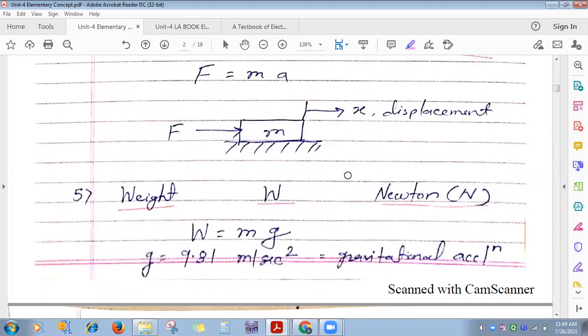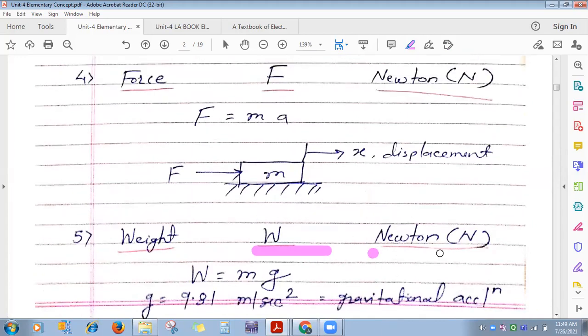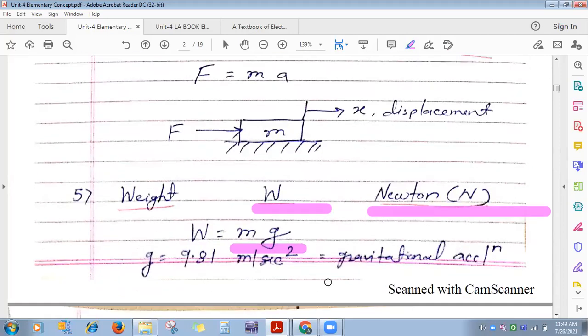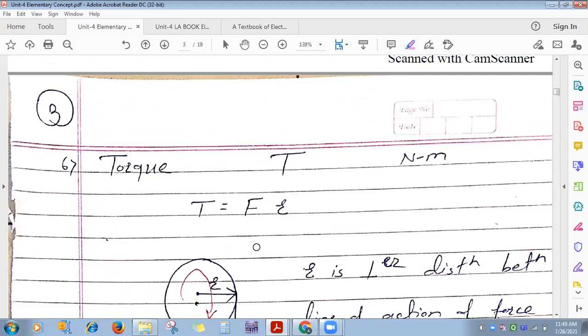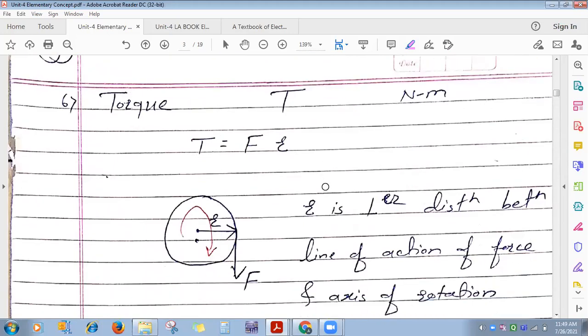Weight, W is the symbol used for that. Unit is also Newton. So whatever mass is given in kg, you can convert into Newton. How? Multiply by g, 9.81 meter per second square, the gravitational acceleration. Okay, so you will get it in Newton. Weight it is called.